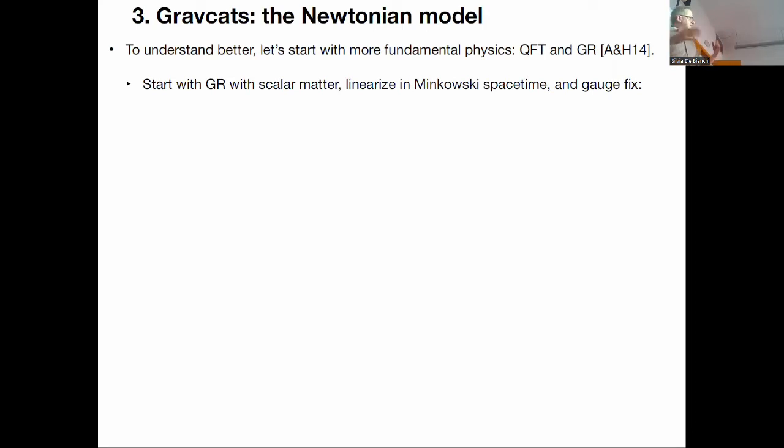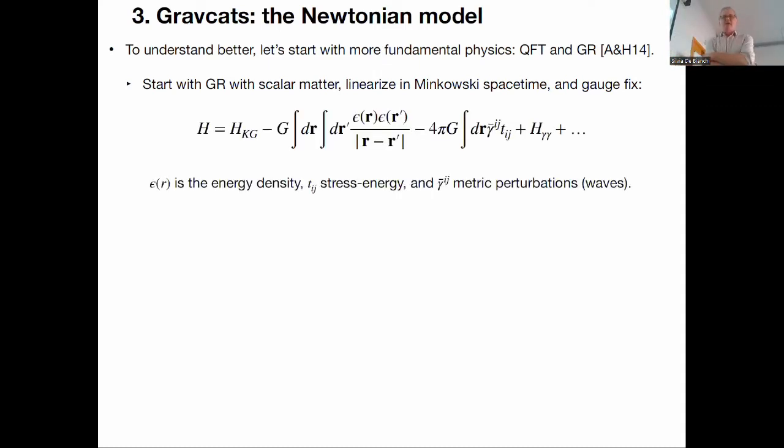Well, you start with a theory of general relativity with scalar matter in it, a classical matter field. Linearize the theory in Minkowski space-time to a gauge theory, as we well know. So you have to fix the gauge, and when you fix the gauge in the usual way, you end up with the following Hamiltonian, and I invite you to read their paper to see how this goes. But it's the Hamiltonian you get, and this is all very standard. This is not massively new physics. It's just a standard approach to the theory.